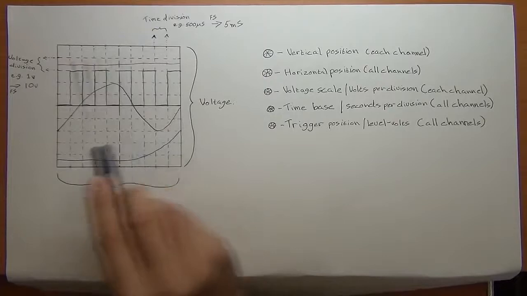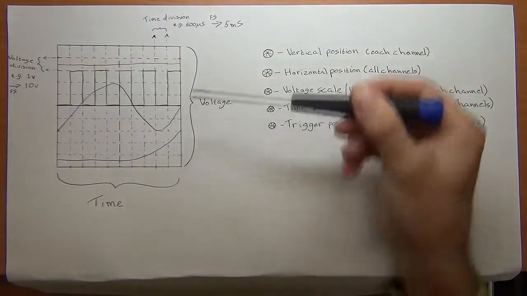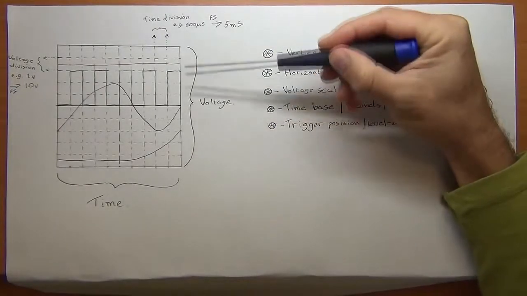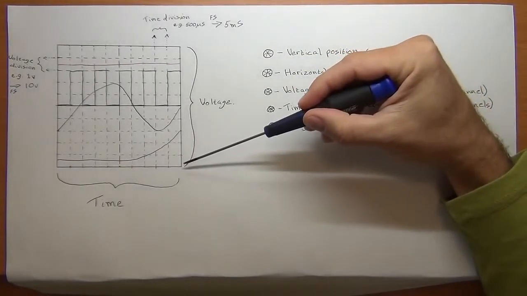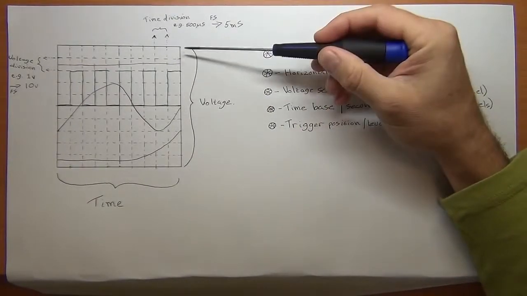So that's your horizontal or x-axis, and then we get to the vertical axis or the y-axis, which is an indication of the signal level, or for the most part on oscilloscopes, that is the voltage level of your signal.